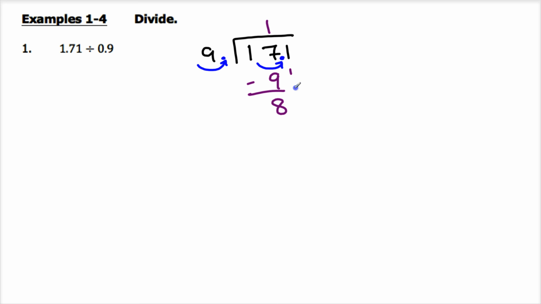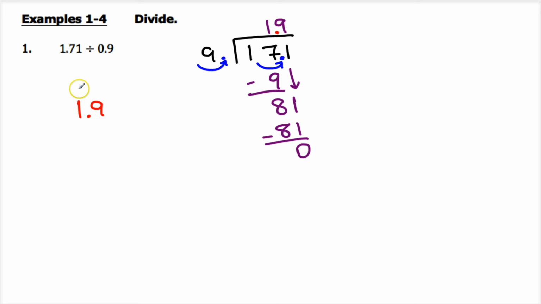Now I can bring down this 1 and divide again. 9 goes into 81 9 whole times, and 9 times 9 is 81. It goes in evenly, so that means I have nothing left at the bottom, so I'm done dividing. Because we've moved the decimal point, when I put my decimal point in my quotient, I need to put it directly above my new decimal point, so it's going to go here between my 1 and my 9. So my answer to this problem is 1.9.